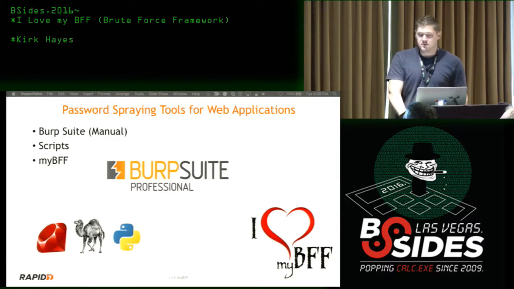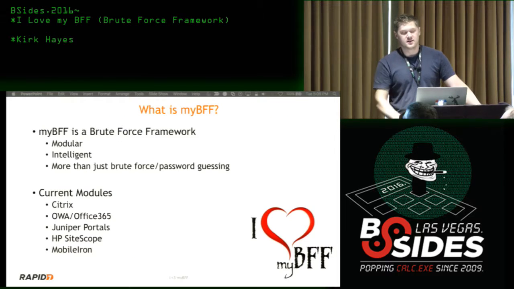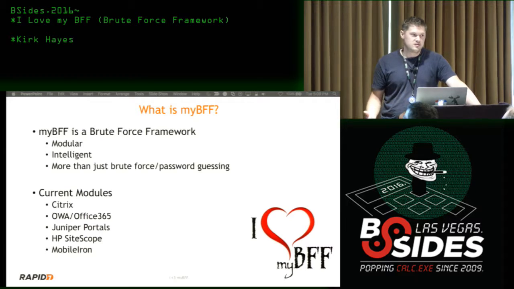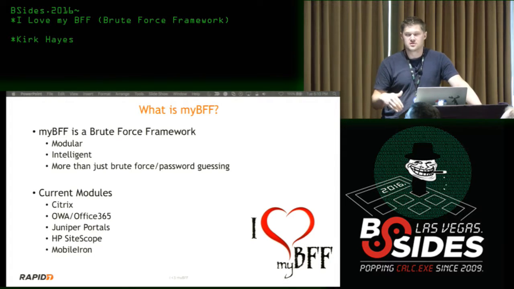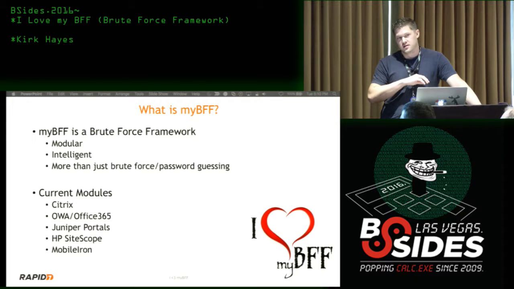So I created my BFF. What is my BFF? It's a brute force framework. It's modular, so we can easily add new modules for different web applications or even different protocols. It's intelligent. What I mean by that is I don't want to have to pick out and choose what the username field is, what the password field is, what the valid response is. I just want it to figure out what kind of application it is, pointing at a URL, find out what application it is, call the right module, and just give me the information.